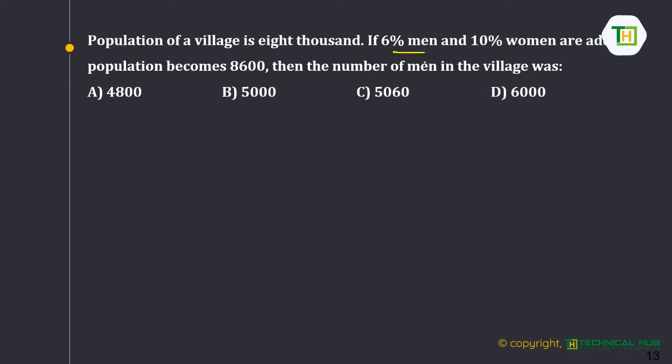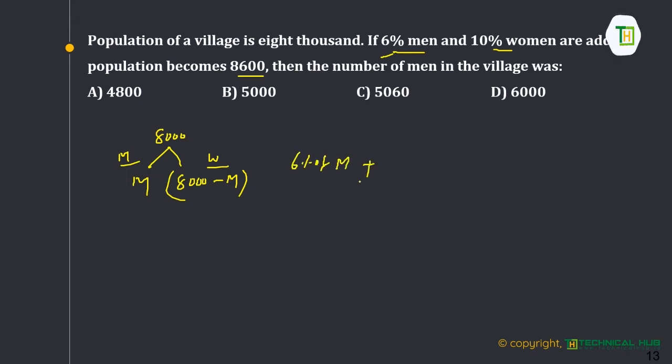So 6% men and 10% women are added. So the population becomes 8,600. So actually, 8,000 population is there. Here I don't know how many men are there. So I'm taking the number of men as M and the number of women as 8,000 minus M. Is it clear, everyone? So this is the number of women and this one is the number of men. So when 6% increases, so 6% of M plus 10% of 8,000 minus M. So that is nothing but women.